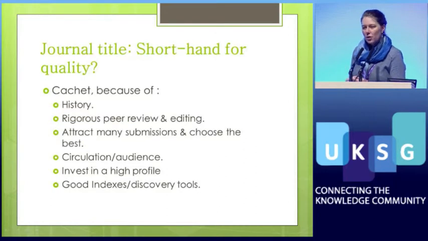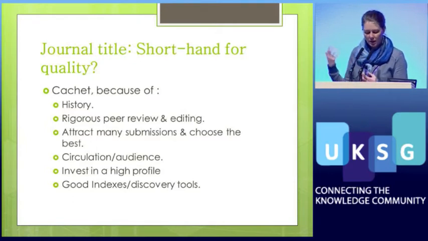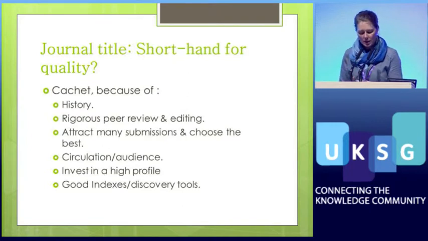So a shorthand for quality could be the journal title. A lot of journals have a brand which is well known and trusted that would have been built up. They have this cachet from their history because they're known to have good peer review processes. They attract a lot of good quality submissions, and they have high circulation. All those different features that we will be looking at to say this is a good quality journal.